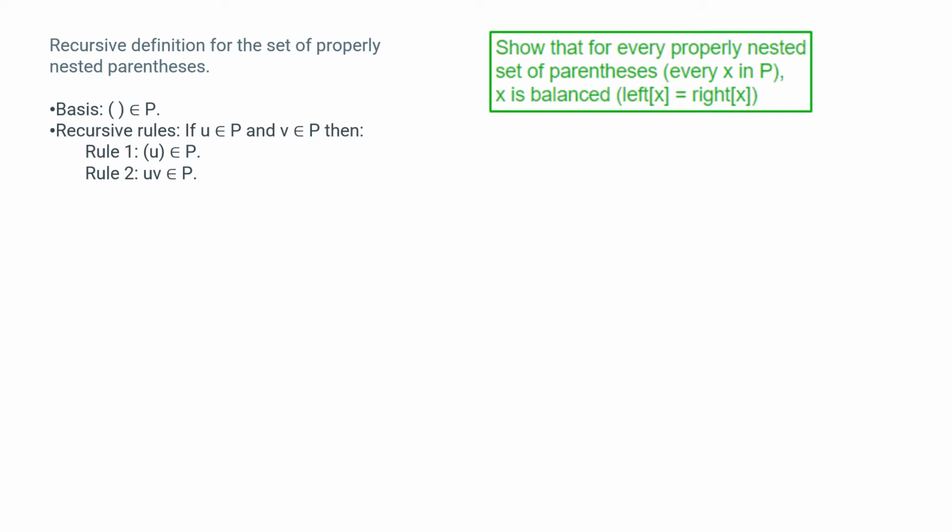It says show that for every properly nested set of parentheses, and if we're calling that set P, then for every X in P, X is balanced. And again, balanced means that the number of left parentheses equals the number of right parentheses. So that's what we want to prove, that every string X in P would be balanced.